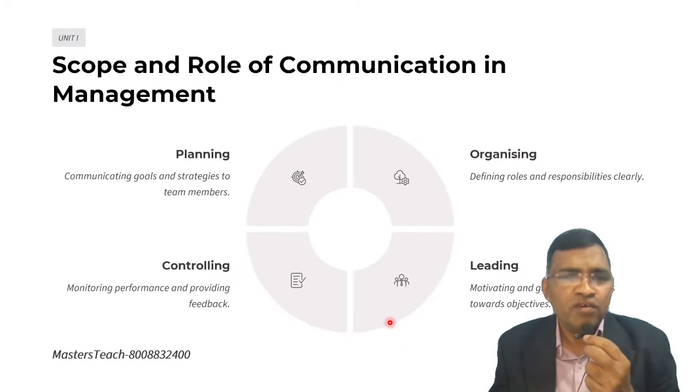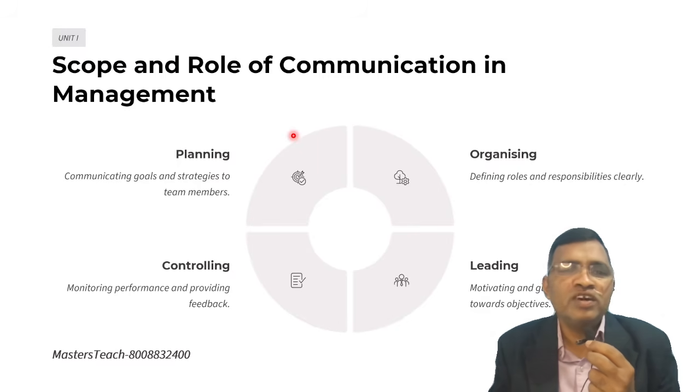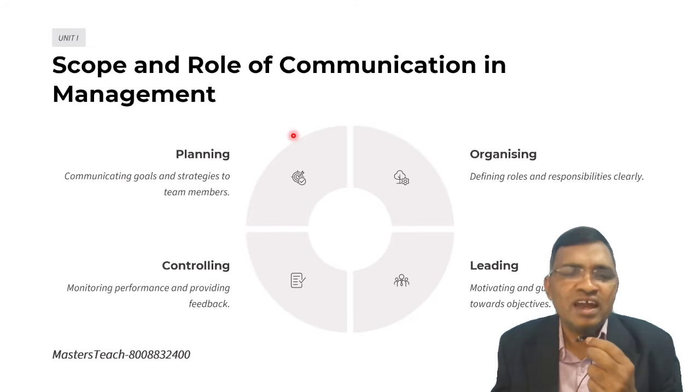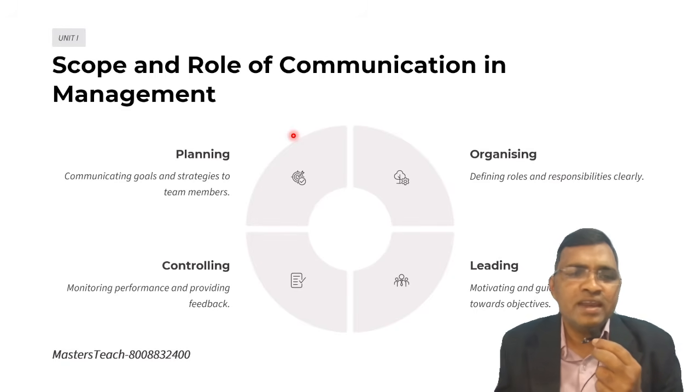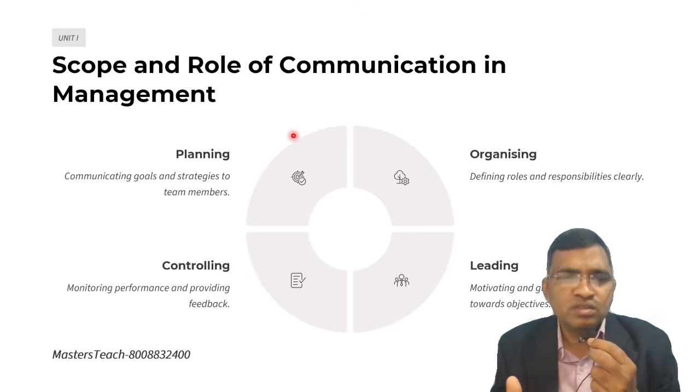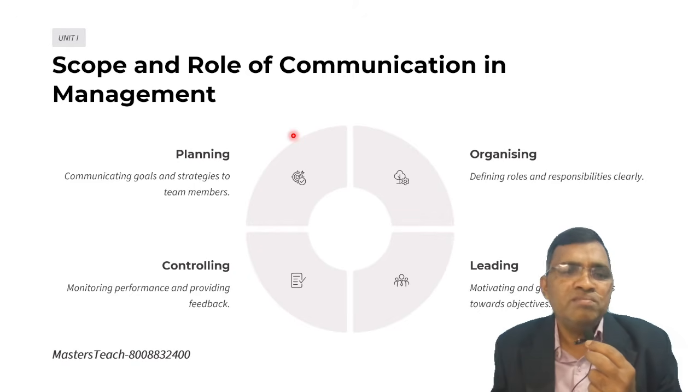Then the scope and role of communication in management. Okay, what is the scope and role of communication in management? One is planning, second is organizing, another is leading and controlling. Let us see what is planning. Planning is communicating goals and strategies to team members. Why do we communicate? What is the plan? What is the goal that needs to be achieved? That comes under planning.